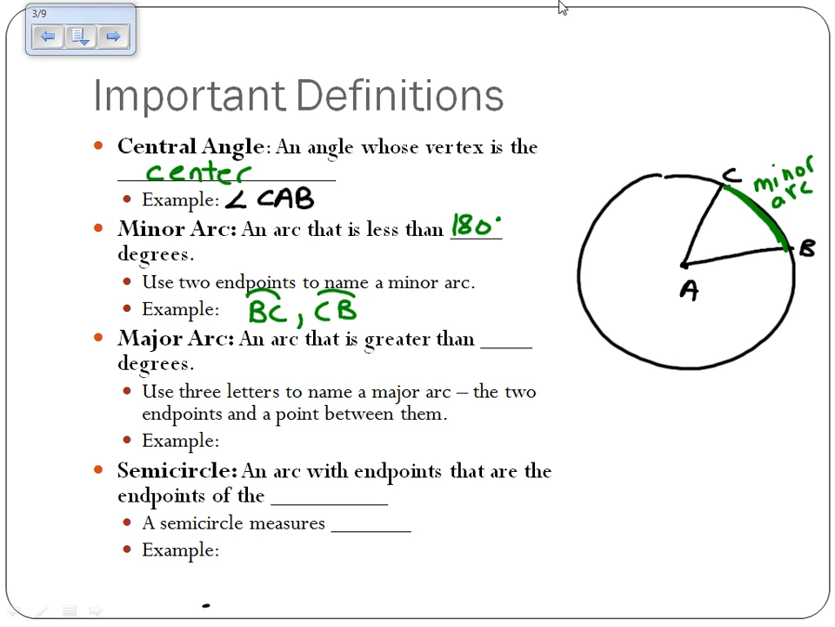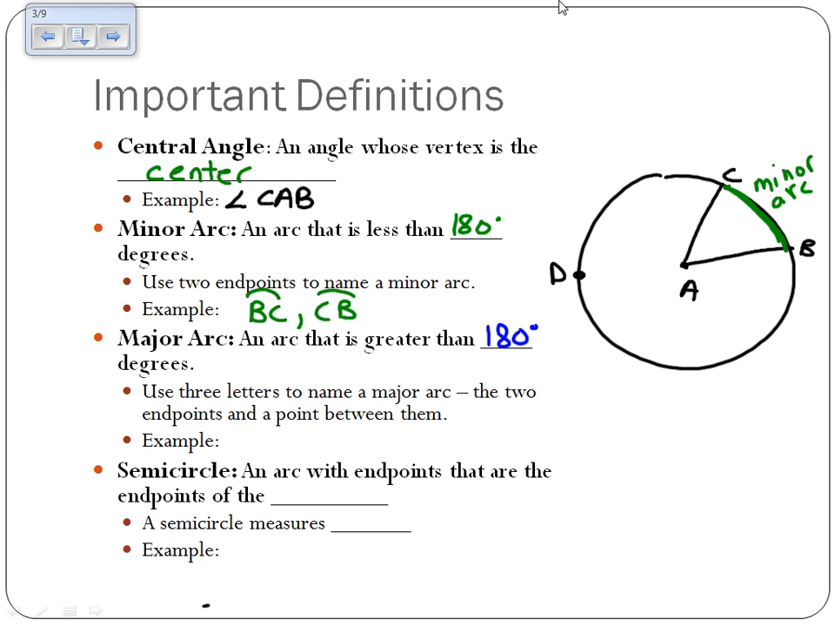The next one is a major arc. A major arc, well, if minor is less than 180, major is greater than 180. So I'll show you in a second. We use 3 letters to name a major arc, okay? If I haven't given you 3 letters, you want to take always the shortest path. Always take the shortest path when possible. So in order to name this major arc, I need to actually add another letter. I'm going to add letter D over here. Doesn't matter really where D goes as long as it's on the other side.